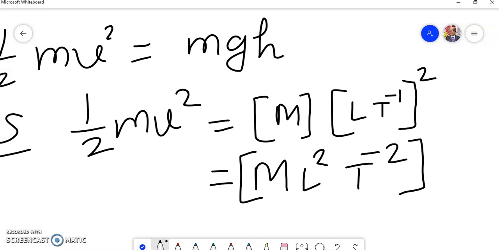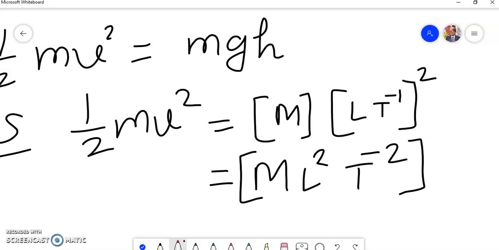And since you all know that dimensional analysis does not speak about any constant such as pi, epsilon naught, mu naught, or any number, as we can see here that half is there, it is not telling about it. We cannot talk about any such constants. This is the drawback of dimensional analysis.